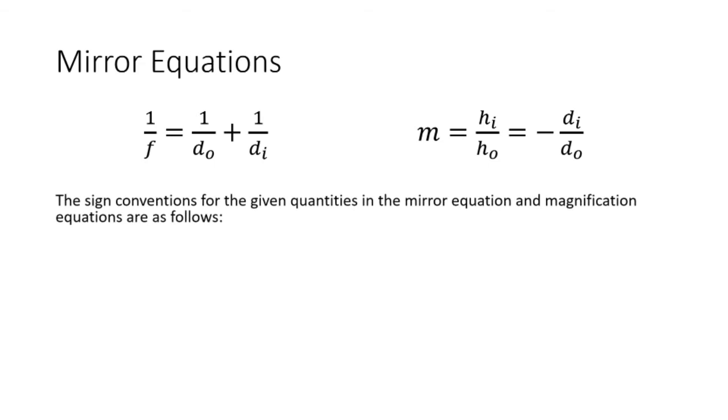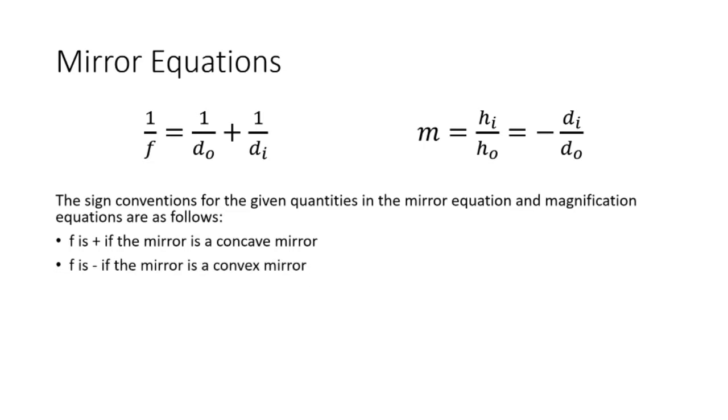The sign conventions for the given quantities in the mirror equation and magnification equations are as follows. F is positive if the mirror is a concave mirror. You could also say converging mirror. So for converging optic devices, focal length is positive. Focal length is negative if the mirror is a convex mirror or a diverging mirror.